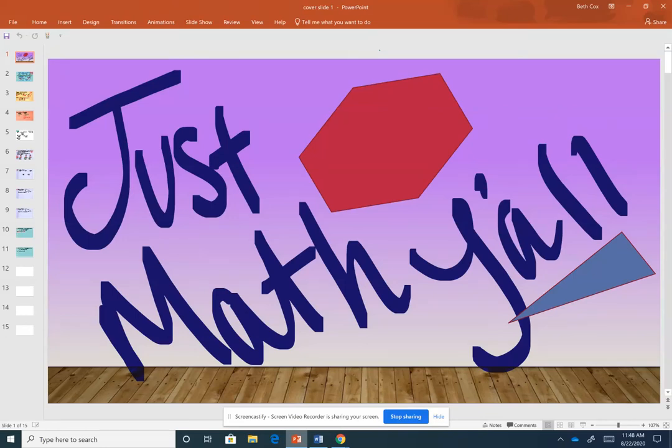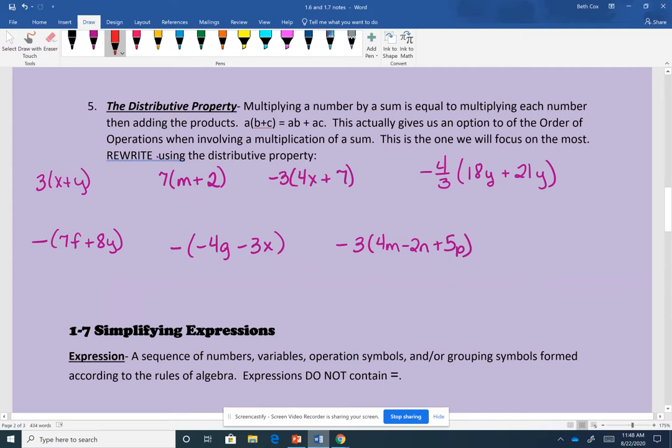Okay, here we are. We're going to do some distributive property. Okay, here we go. All right, it's just math, y'all. The distributive property, basically, multiplying a number by a sum is equal to multiplying each number and then adding the products. This is a way to kind of override the order of operations.